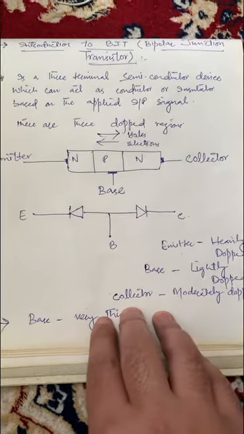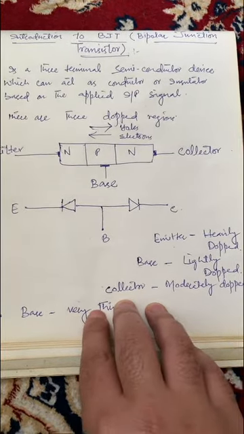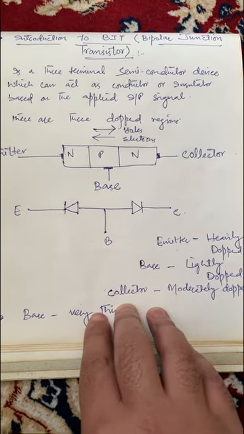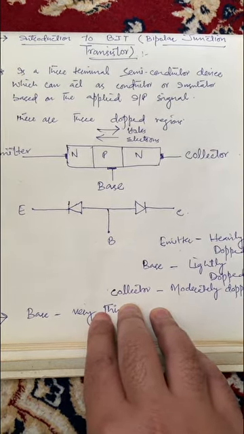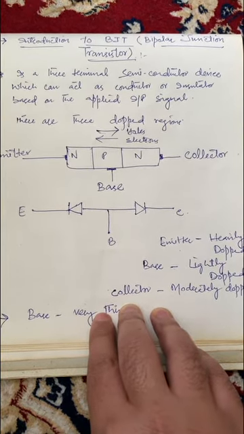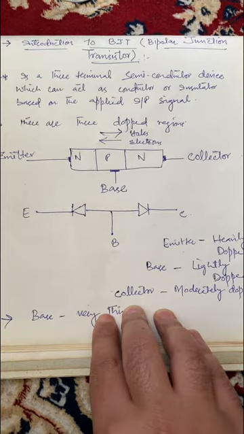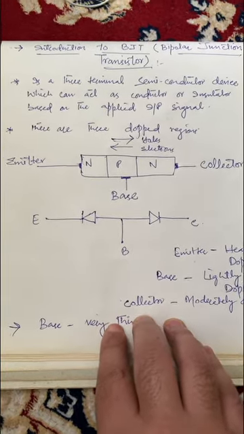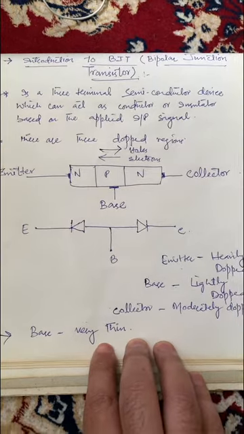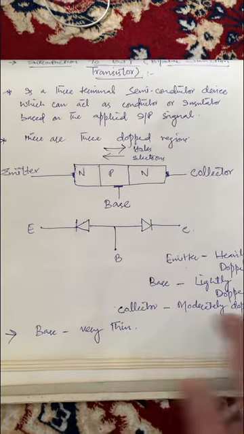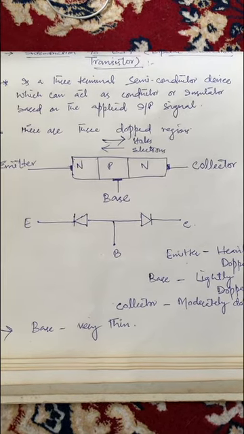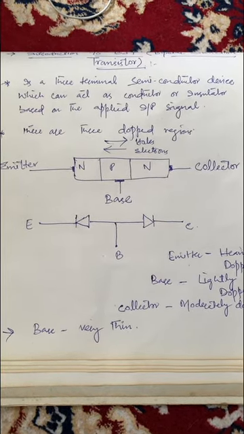Hello students, today the topic regarding the subject power electronics that we will discuss is a brief introduction of BJT, that is bipolar junction transistor. So let's start. It is a three-terminal semiconductor device which can act as conductor or insulator based on the applied input signals.